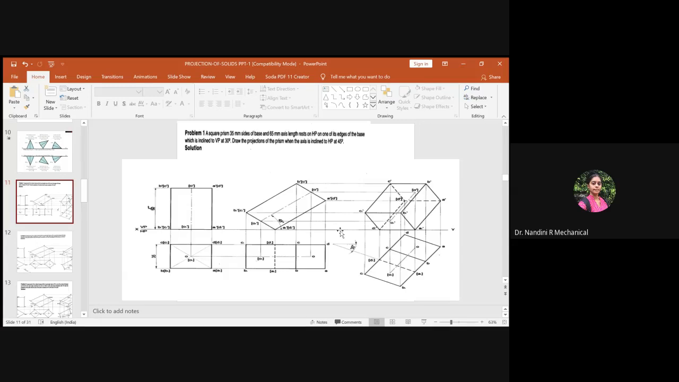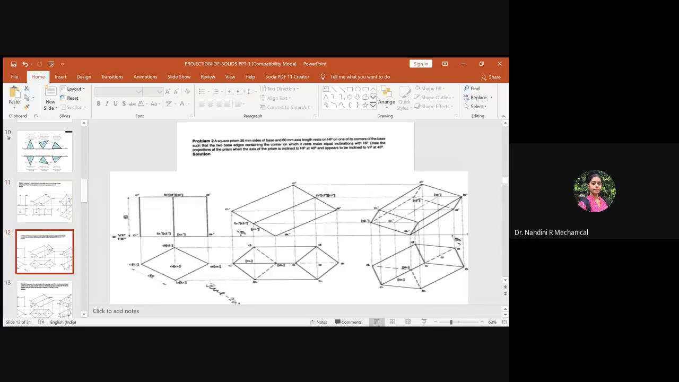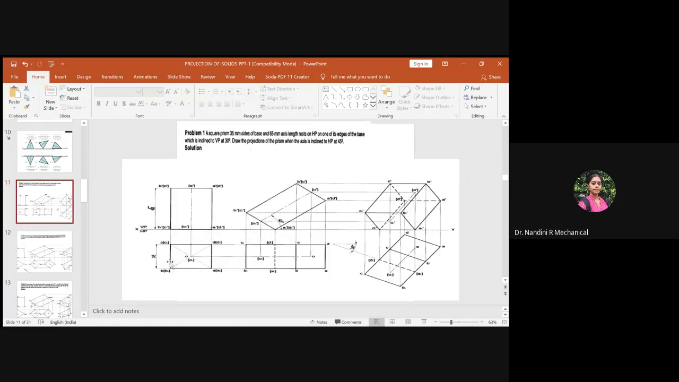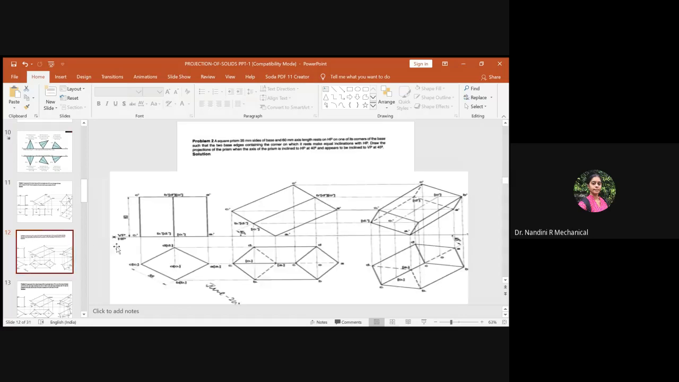Other than that, for fixing the first position, you also have two types. Either it could be resting on one of its sides or on a corner. If it is resting on one of its sides, I explained how the position of the square prism will be with respect to the horizontal and vertical planes in the last class. And now similarly, we are solving the second problem, where the given square prism is resting on one of its corners on HP. If it is a side, we have to show the side, not the corner. If it is a corner, we have to focus on the corner and not on the side. Okay, so this is the second problem.